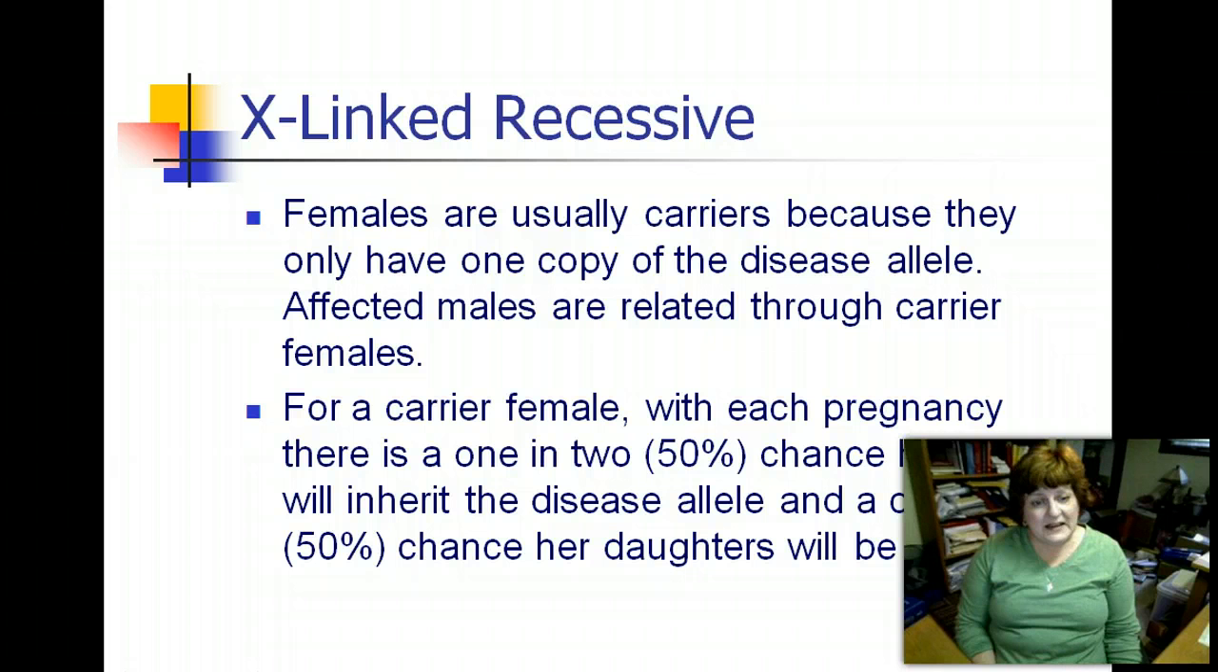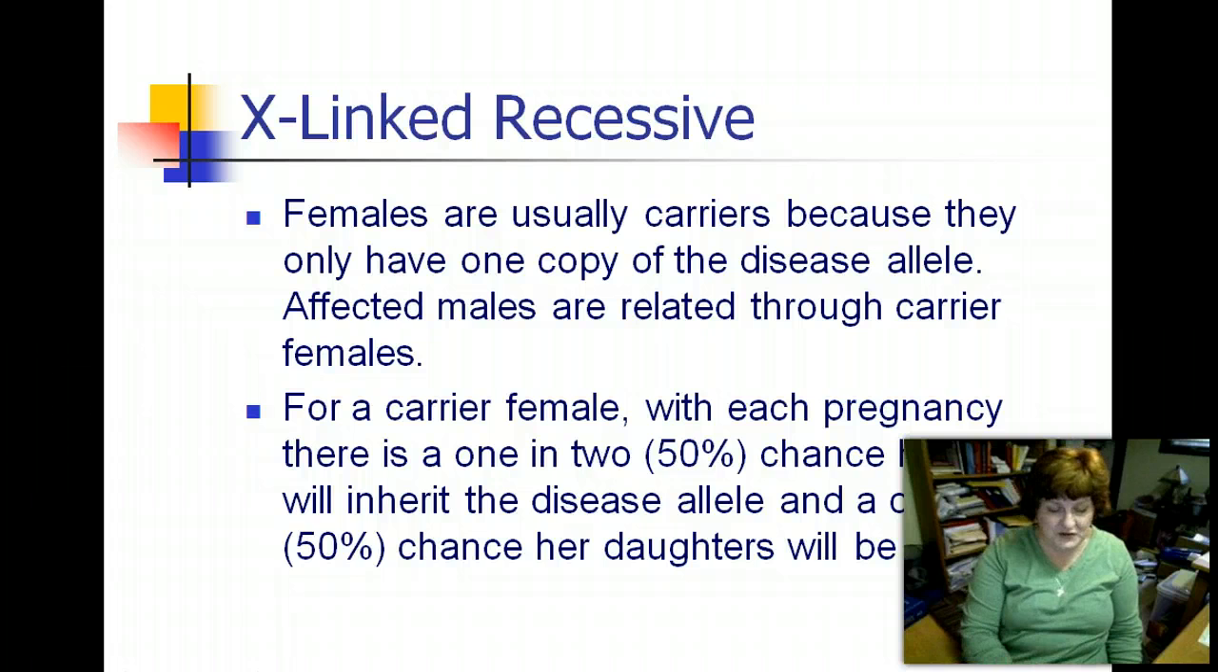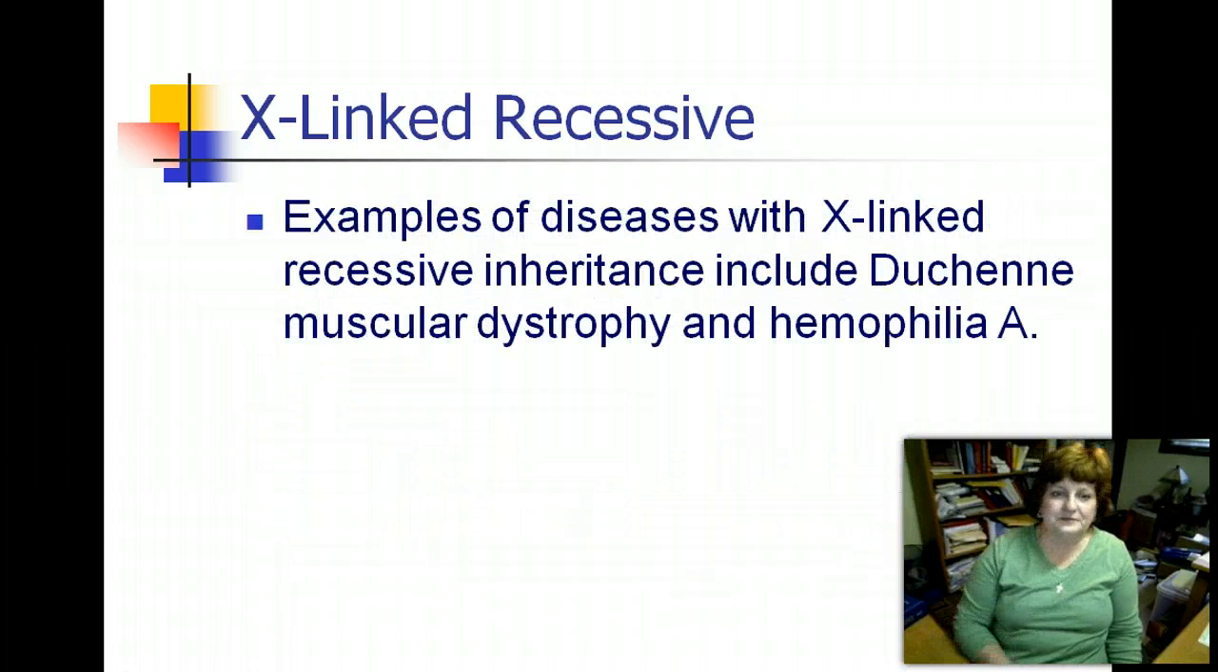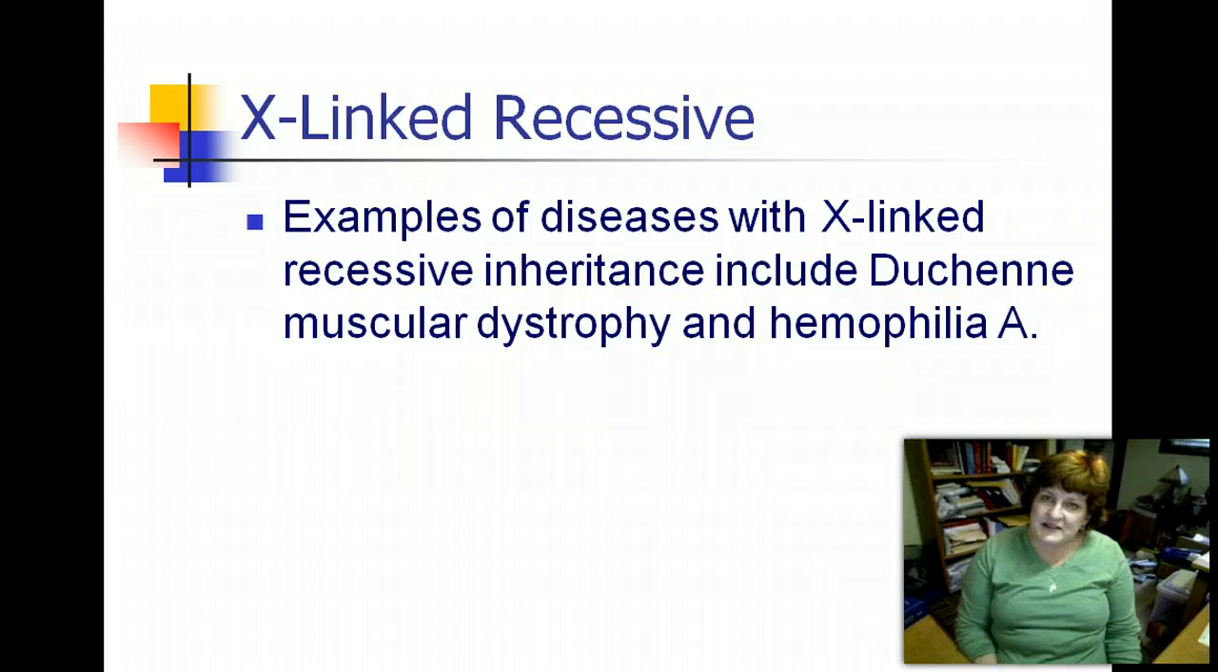Affected males are related through carrier females, or they're related through the mothers. For carrier females, with each pregnancy, there's a 1 in 2 or a 50% chance that her sons will inherit the disease, and a 1 in 2 or 50% chance that her daughters will be carriers for the disorder. Examples of X-linked recessive inheritance are Duchenne's muscular dystrophy and hemophilia A.